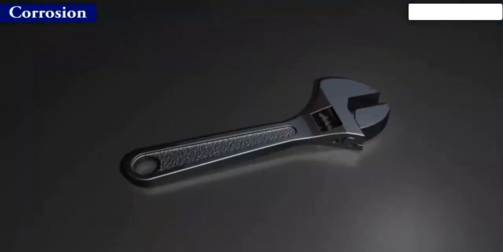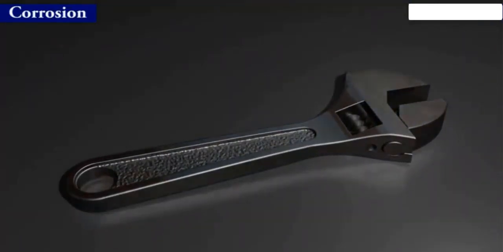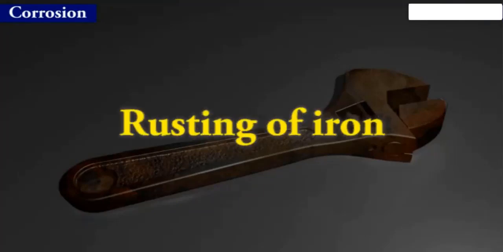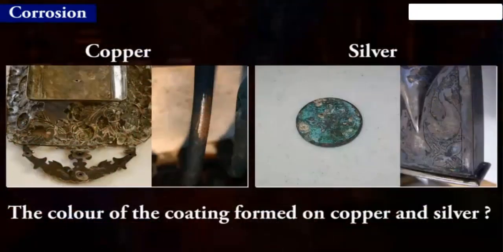Corrosion. You must have observed that iron articles shine when they are in a new state. However, they get coated with a reddish-brown powder when left for some time. Do you know what this process of coating is called? This process is commonly known as rusting of iron. Apart from iron, there are some other metals which get tarnished in this manner. Have you ever noticed the color of the coating formed on copper and silver?